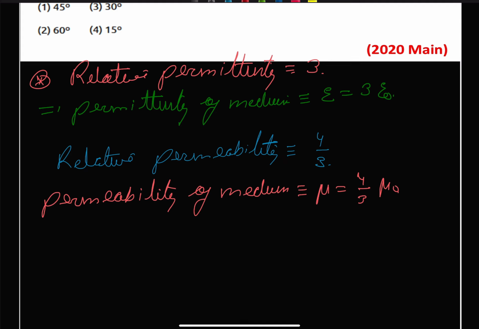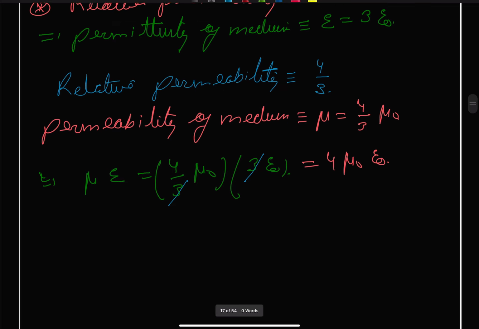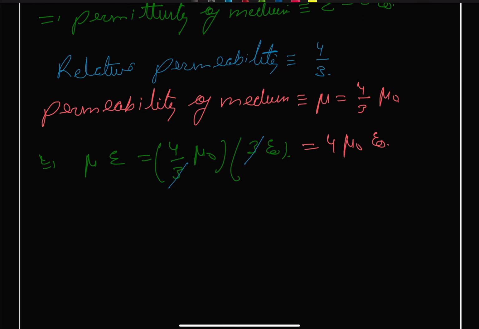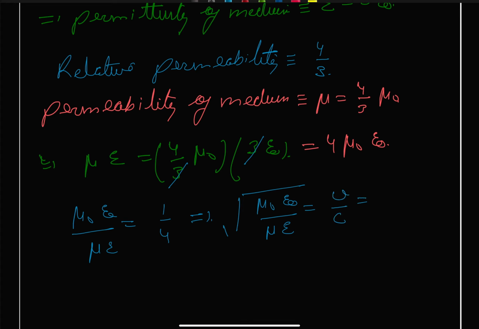And from here we can say that our mu times epsilon will be equal to, this comes as 4/3 mu naught times 3 epsilon naught. 3 and 3 goes away, and this comes as 4 mu naught times epsilon naught. And if we find out the ratio, we can say that our mu naught times epsilon naught divided by our mu times epsilon will be equal to 1/4. And if we take square root both sides, we get this as mu naught epsilon naught divided by mu multiplied by epsilon. This ratio is equal to V upon C, and that will be equal to our square root of the right side, that will be coming as 1/2.